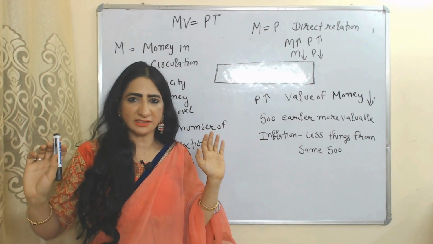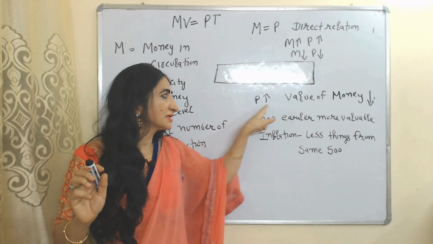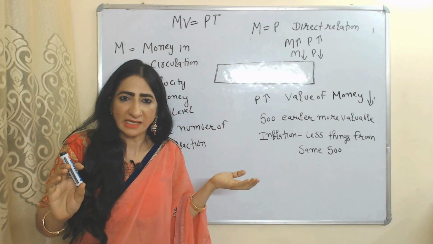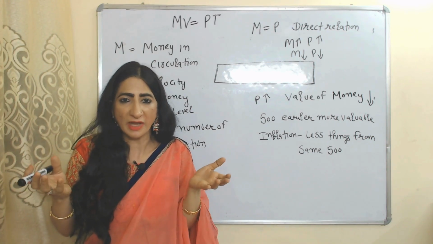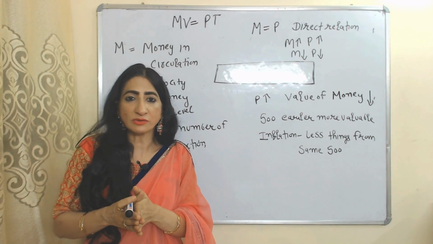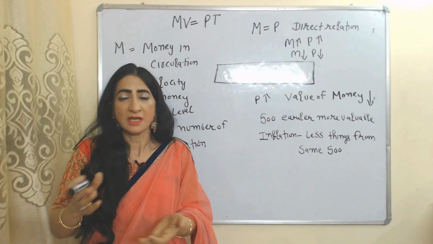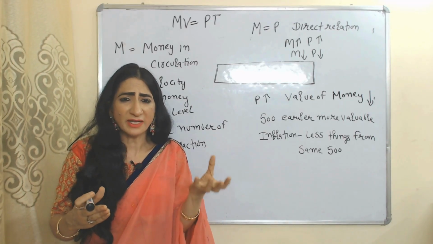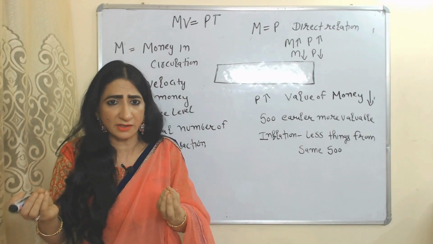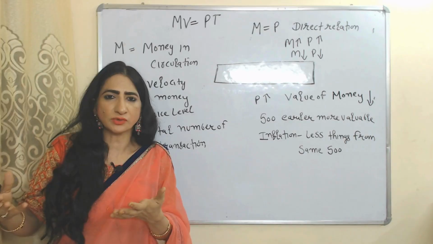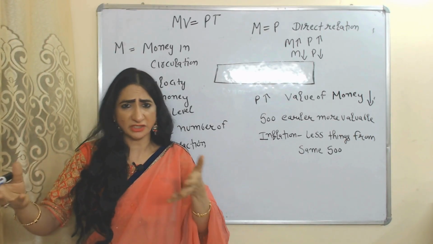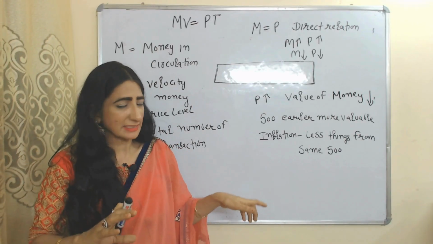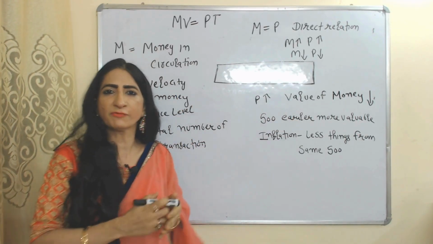Eventually, it will lead to an increase in prices. But as prices increase, the value of money falls. But how? For example, many years ago, 500 rupees had so much value because we could buy so many goods and services with 500 rupees. But now, due to higher prices, due to inflation, we can buy very few things with the same 500 rupees. That's why nowadays we say that, because of inflation and higher prices, 500 rupees don't have so much value. So we can say that as prices increase, the value of money falls.